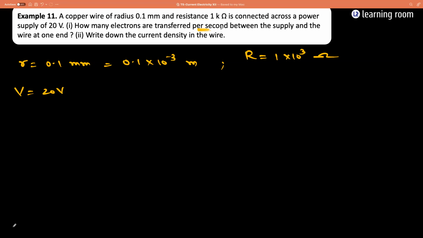So what do you mean by electrons per second? You need to find N divided by S, the number of electrons per second between the supply and the wire at one end. So how do you calculate it, guys? For that, you need to calculate the amount of current. I is equal to V by R.